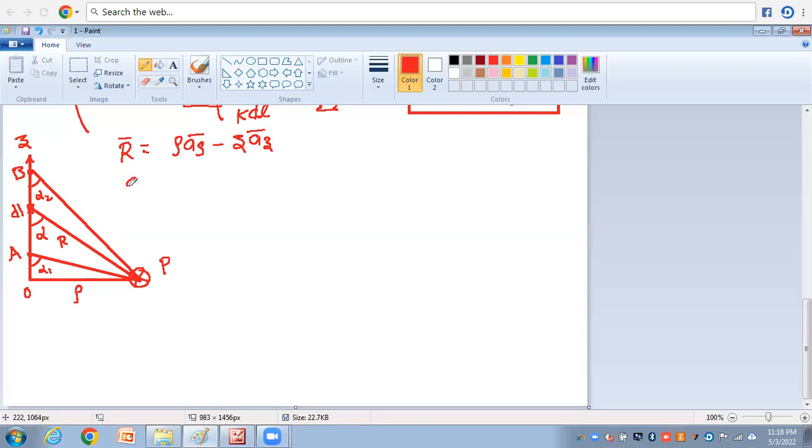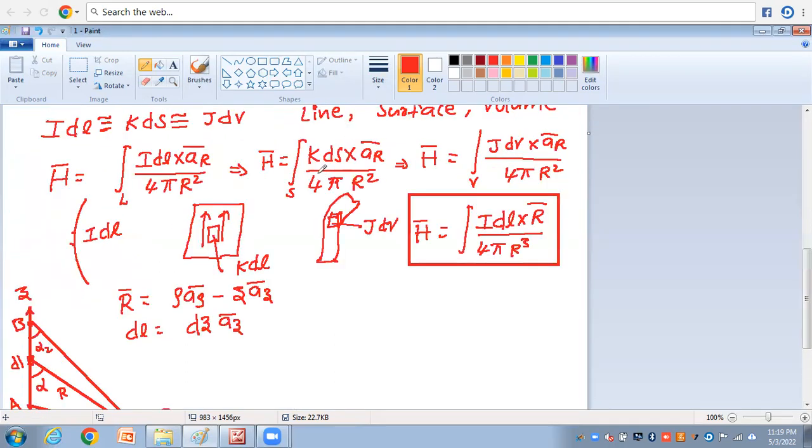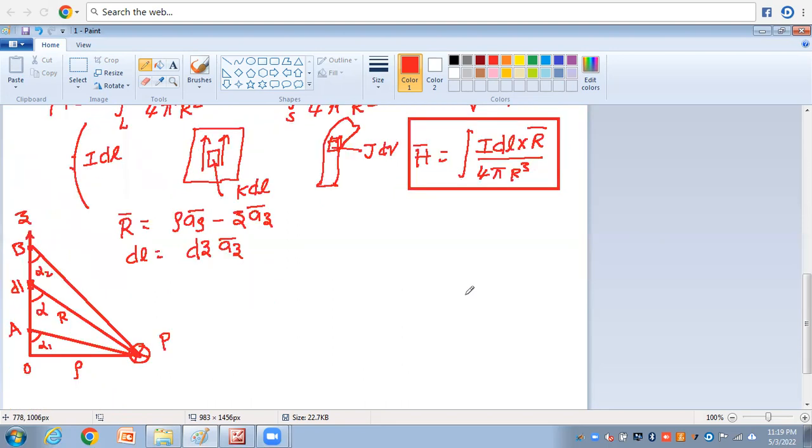Now the length dl is equal to dz in the z direction, so dz into az bar. Now substitute in this expression H bar equal to I dl cross R bar by 4 pi R square. Before going to this discussion, first I will write dl cross R bar. So what is the dl cross R bar?